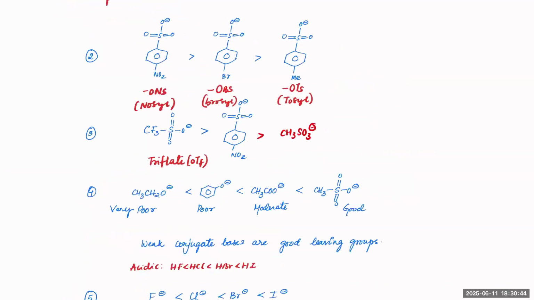See the second case now. NO2 is a better leaving group compared to Br, compared to methyl. So what will be the order of a leaving group here? This one is a better leaving group than this, then this. Make sense? Next. Triflate is an even stronger leaving group compared to NO2, compared to CH3SO3 minus.